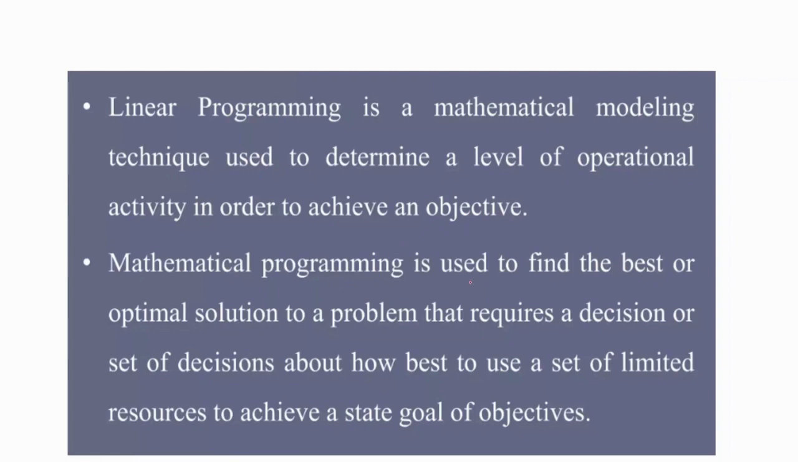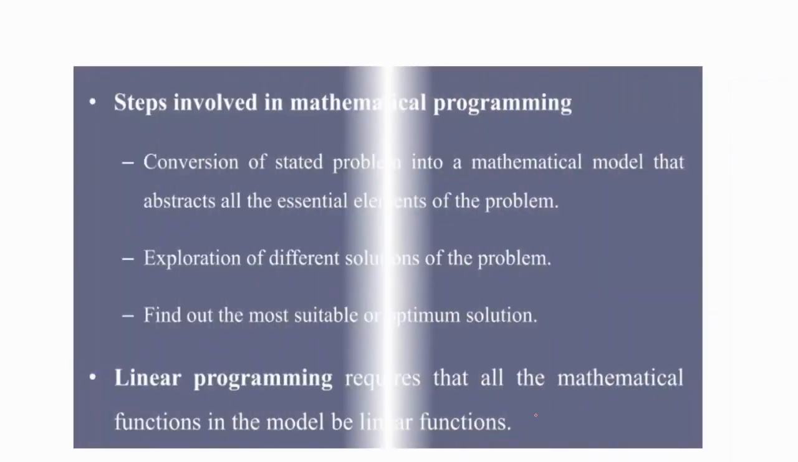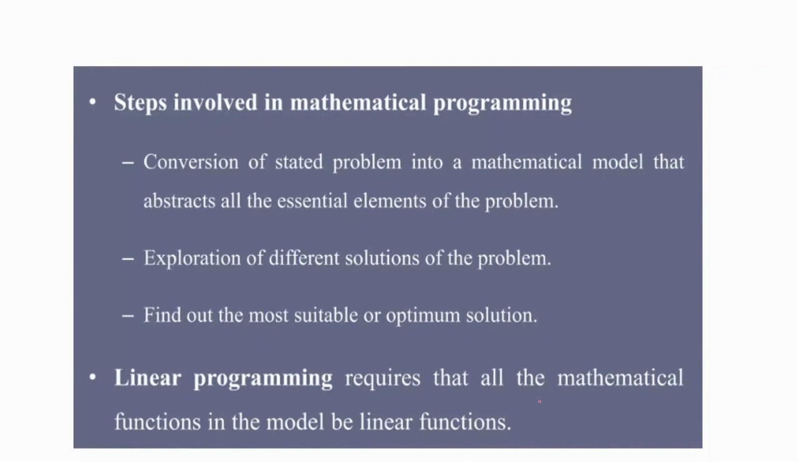A mathematical programming is used to find the best or the optimal solution to a problem that requires the decision or set of decisions about how best to use a set of limited resources to achieve a state of goal or objectives. So, what are the various steps that are involved in mathematical programming? First one, conversion of stated problem into a mathematical model that abstracts all the essential elements of the problem. Second, exploration of the different solutions. Third, find out the most possible or the optimal solution.